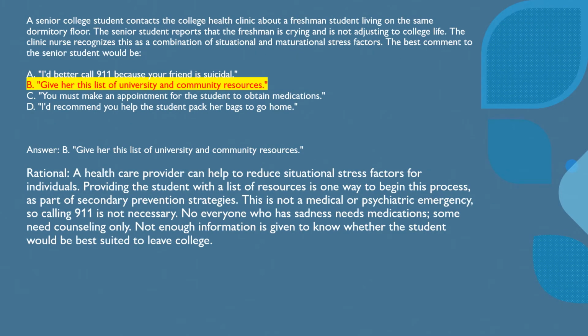Answer B. Give her this list of university and community resources. Rationale: a health care provider can help to reduce situational stress factors for individuals. Providing the student with a list of resources is one way to begin this process as part of secondary prevention strategies. This is not a medical or psychiatric emergency, so calling 911 is not necessary. No, not everyone who has sadness needs medications. Some need counseling only. Not enough information is given to know whether the student would be best suited to leave college.